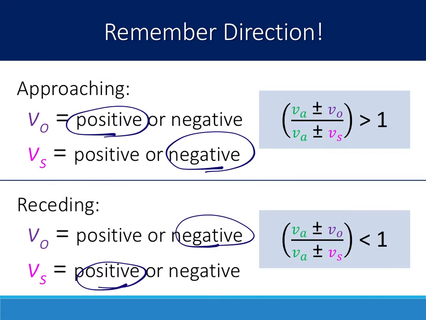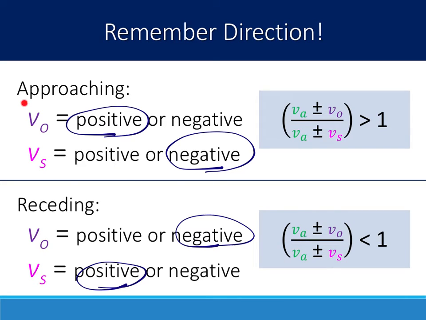Before we get to the example, I want to reiterate what it means to have a positive or a negative VO or VS in the equation. Remember, this term is going to be multiplied by the original frequency. If this whole term ends up being greater than 1, then the apparent frequency is going to be higher than the original one, so a person would hear a higher pitch. If it's less than 1, then the person would hear a lower pitch.